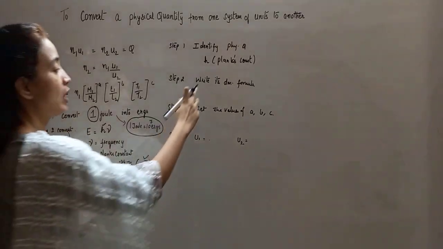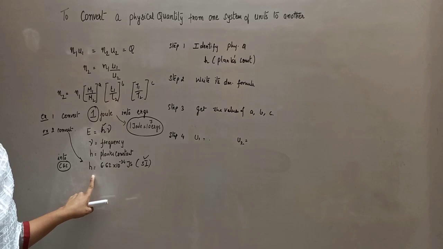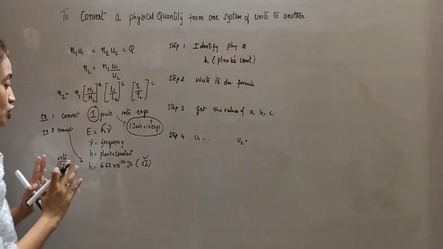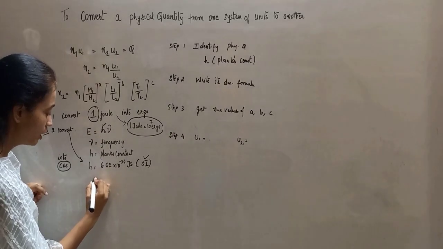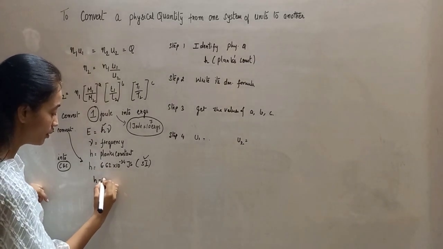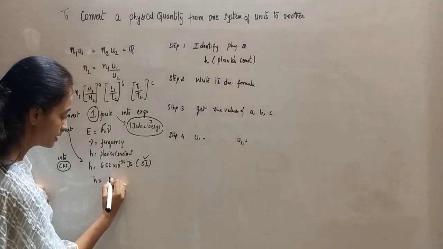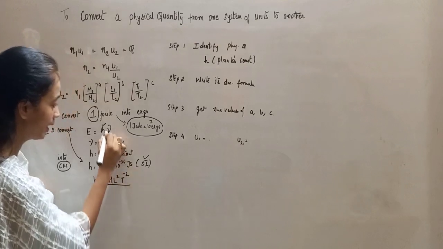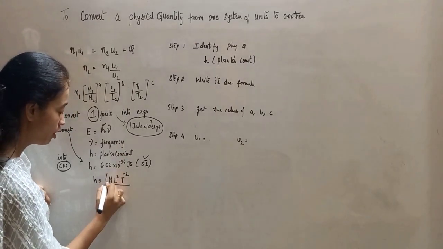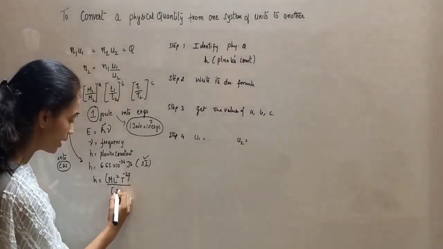Step number 2, write its dimensional formula. Now I have to write the dimensional formula for Planck's constant, which I have to find out first. From this I can find that the dimensional formula for H will be the dimensional formula for energy, which is M L to the power 2 T to the power minus 2, divided by the dimensional formula for frequency. Frequency is T raised to the power minus 1.